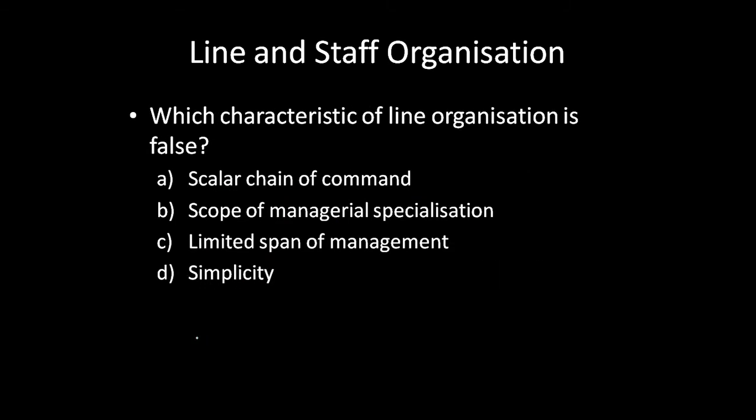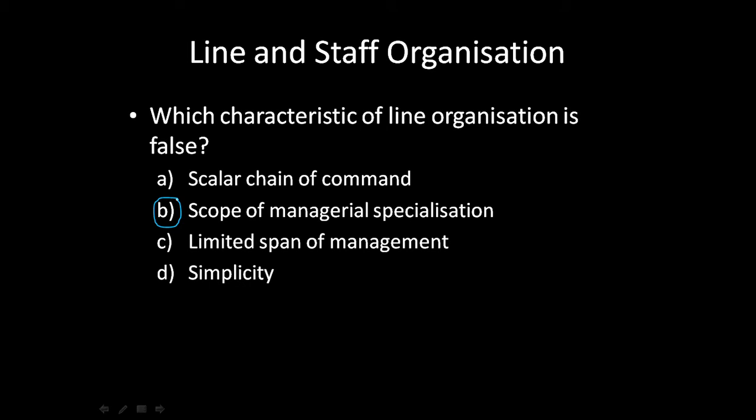Let us look at the next question. Which characteristic of line organization is false? Which characteristic is false among the four given characteristics? Scalar chain of command, scope of managerial specialization, limited span of management, or simplicity? The answer to this question is scope of managerial specialization. Why so?